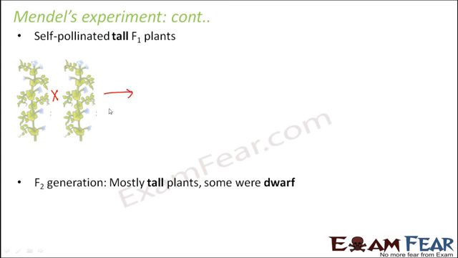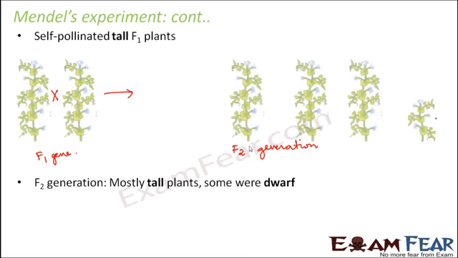Then what was produced? The F2 generation was produced, right? And this was the F1 generation, correct? So what was seen in the F2 generation? It was seen that most of the plants were tall, but some of them were dwarf also. Out of 4, 1 plant was dwarf and all others were tall. Now this was even more surprising, because in the F1 generation, the plants which were produced were all tall.